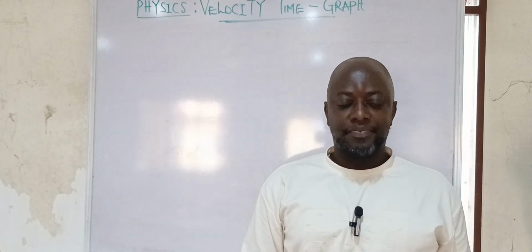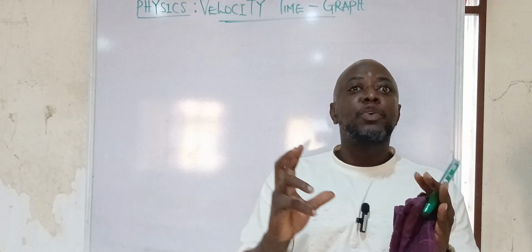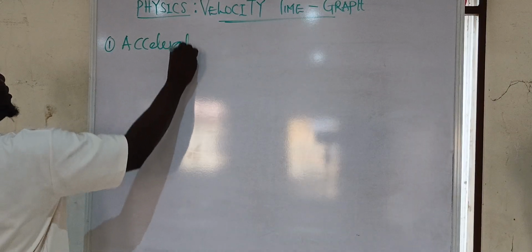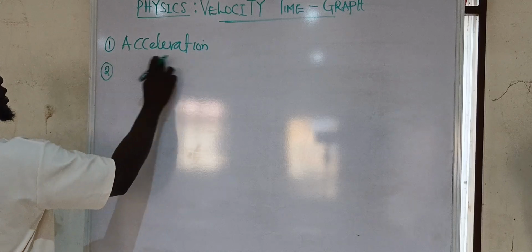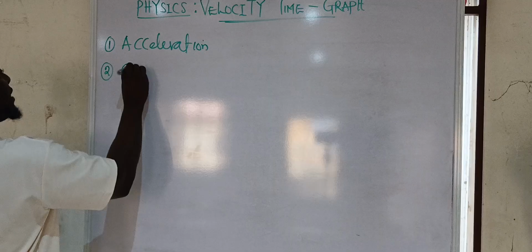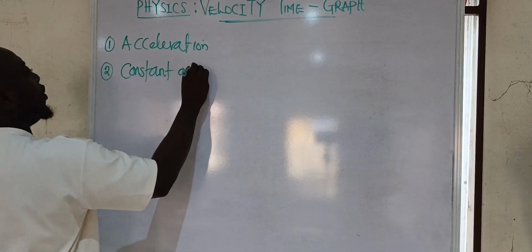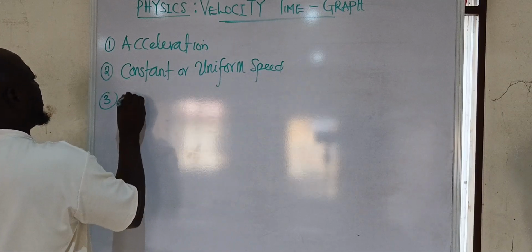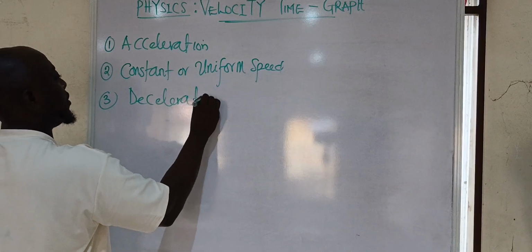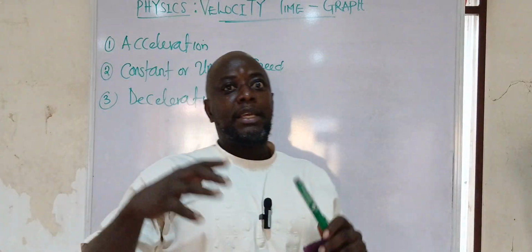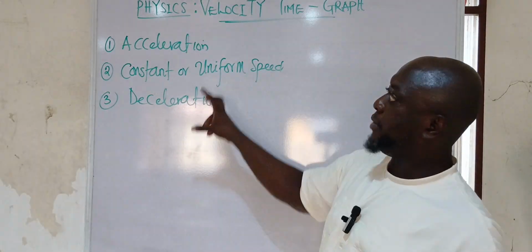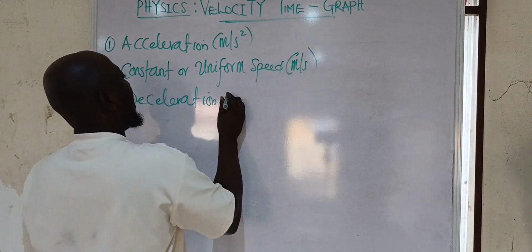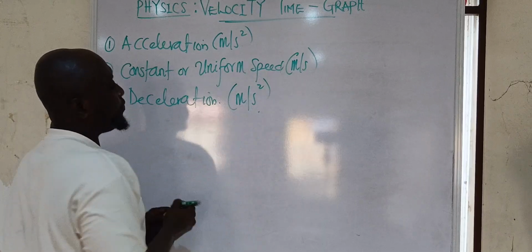Velocity time graph can be defined as the graph that shows the relationship between one, acceleration, two, constant or uniform speed, three, deceleration. Now, the graph that shows all the relationship between these. Now, this is measured in meter per second square. This is measured in meter per second. And then this is measured in meter per second square.